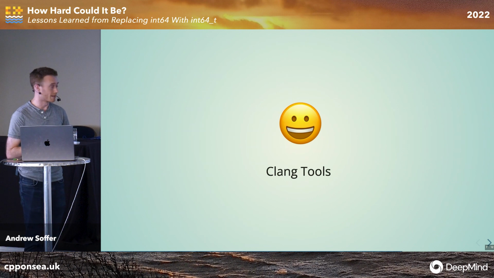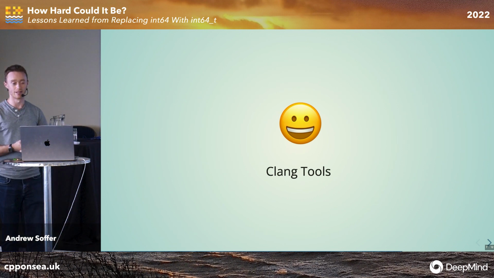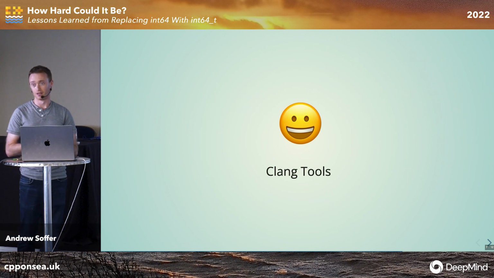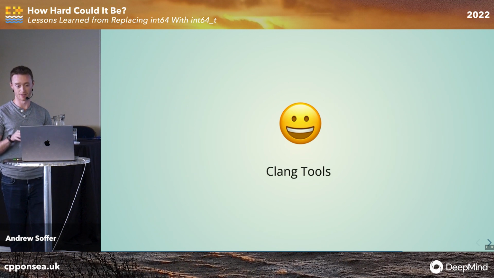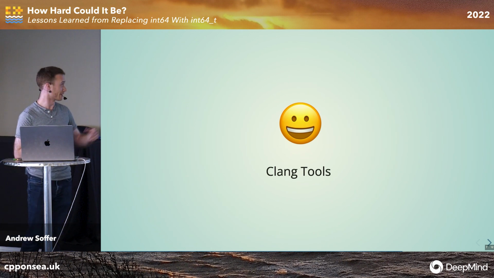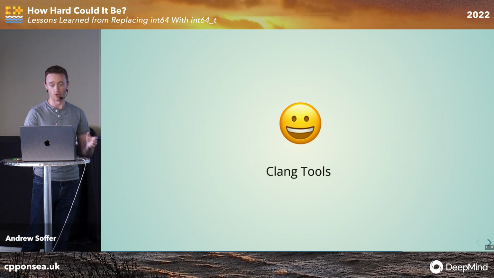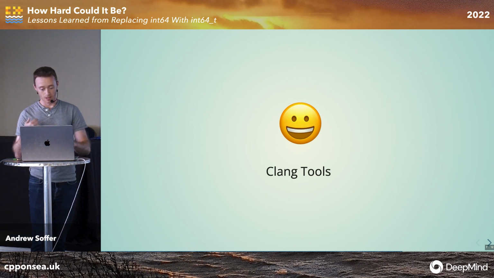So once again, Clang tools, amazing here, right? Super helpful in actually making these changes that otherwise would have taken years of many people's lives and carpal tunnel syndrome to implement. We can have robots do that work. This just would not have been possible without them.